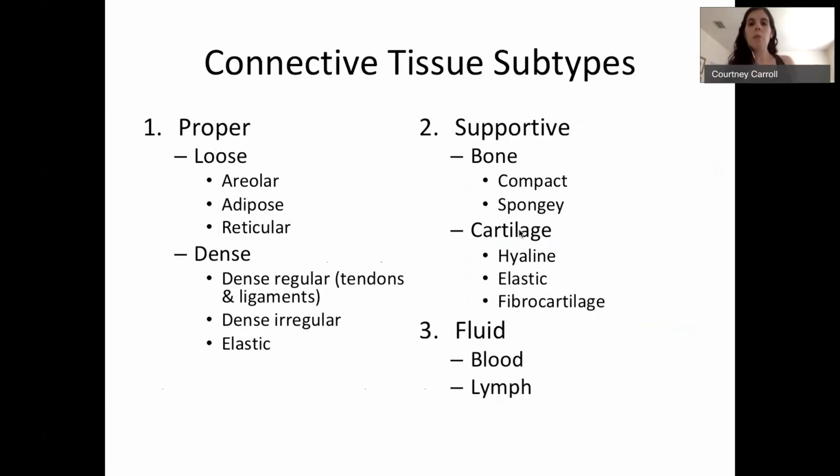Okay. We can break connective tissue down into three groups, and each group has subgroups. So you talk about proper connective tissue, which is either dense or loose. You can talk about supportive connective tissue, which is either bone or cartilage, or fluid connective tissue, which is either blood or lymph. So let's start with proper.